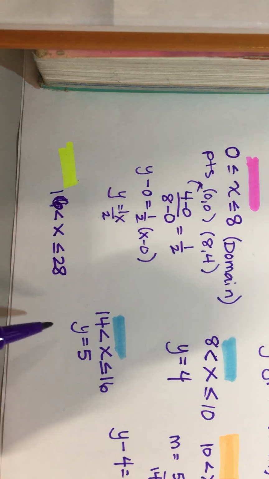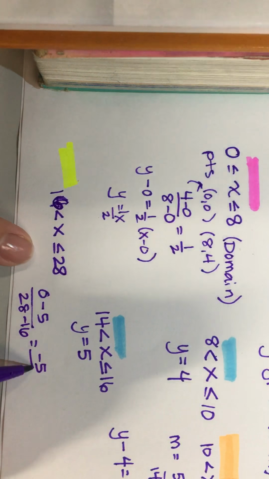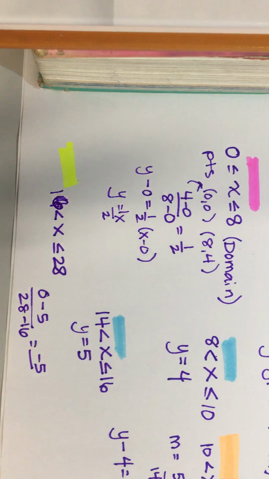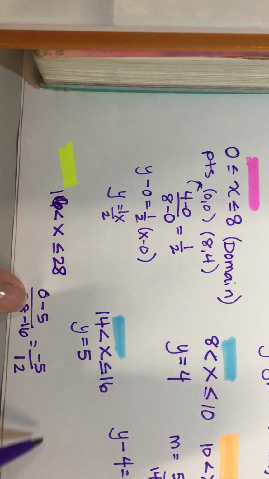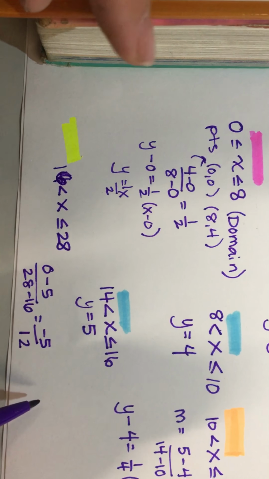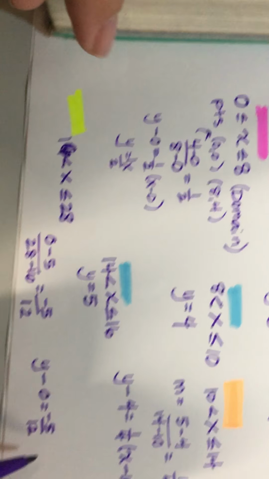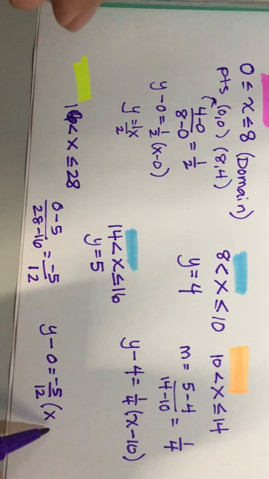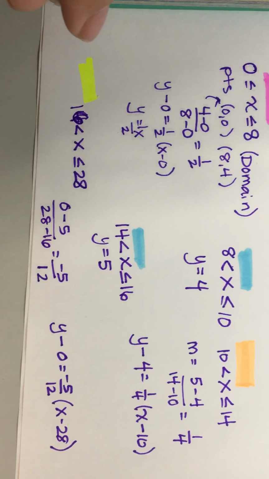Then my slope, I'm going to use my points. I'm going to take 0 minus 5 over 28 minus 16. I get negative 5 over 12, so negative 5/12. So that's my slope, and I'm going to plug it in now, and use my easy point, 28, 0. So y minus 0 equals negative 5/12, sorry, times x minus 28. Okay, so you can just leave it right like that. And I have now written an equation for this entire problem.